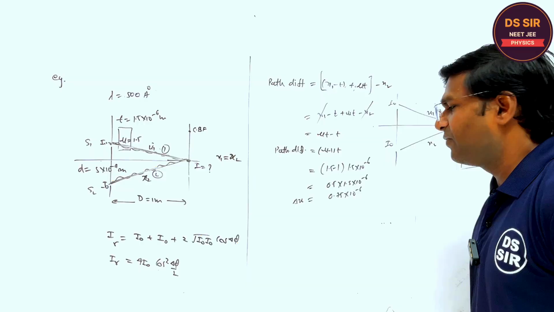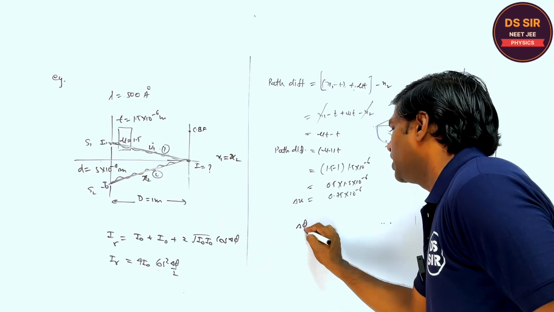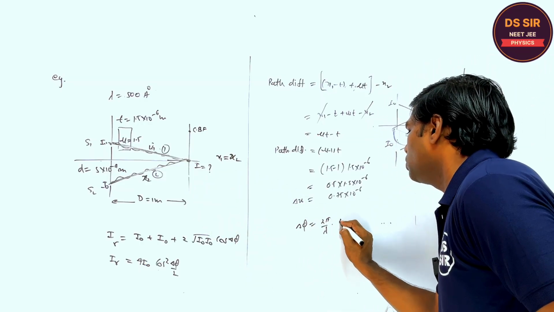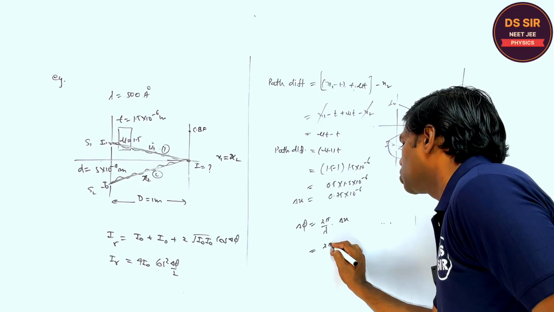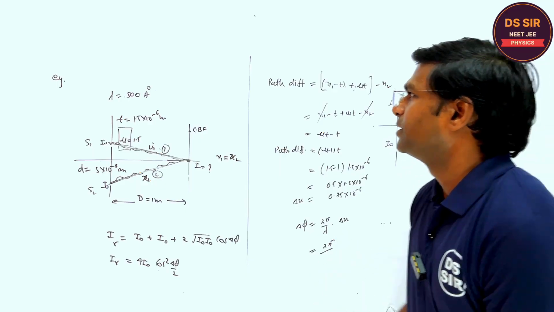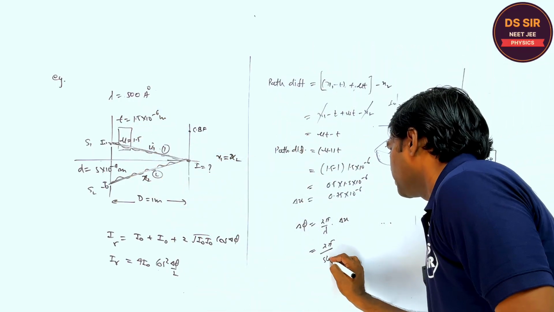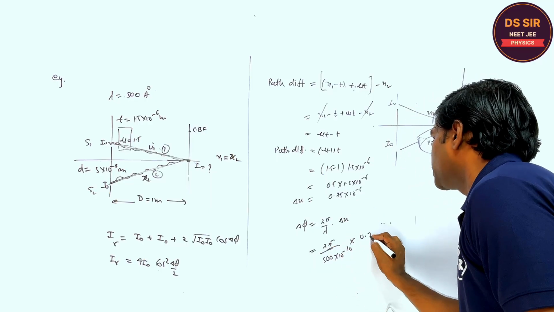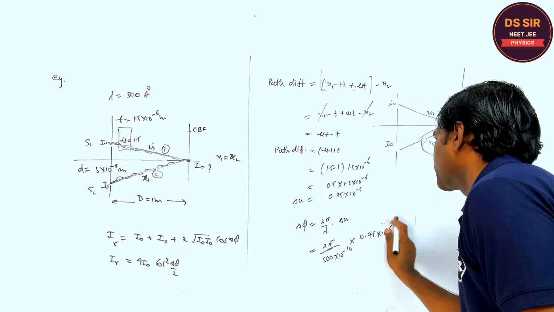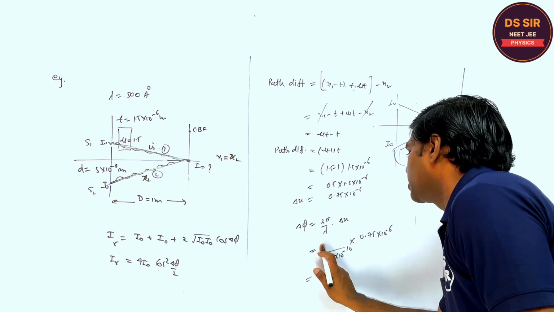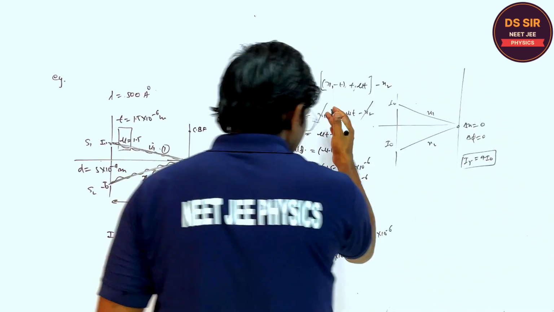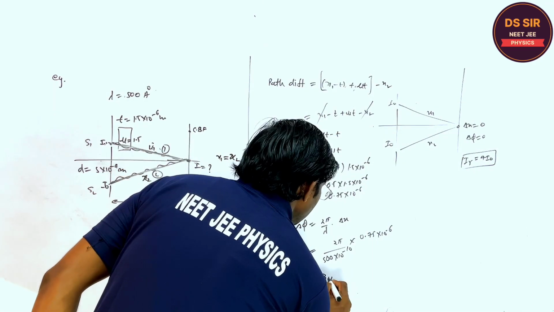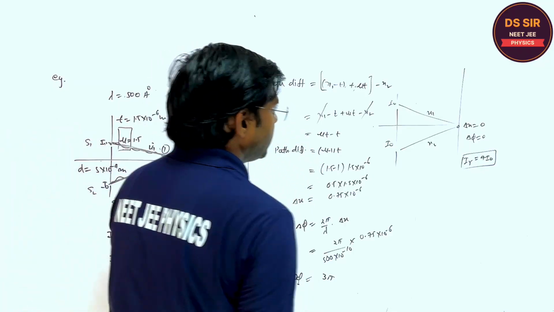If this is the path difference, what is the phase difference? Delta phi is equal to 2 pi by lambda into delta x. So this is 2 pi. What is the wavelength? 500 angstrom, that is 10 to the power minus 10. The path difference is 0.75 into 10 to the power minus 6. Yes, calculate this value. Copy this and calculate. So this is 3 pi. Delta phi is 3 pi.